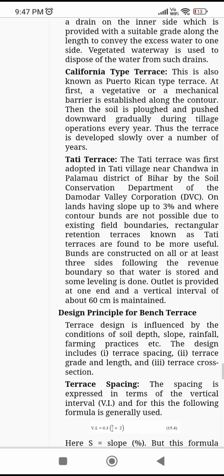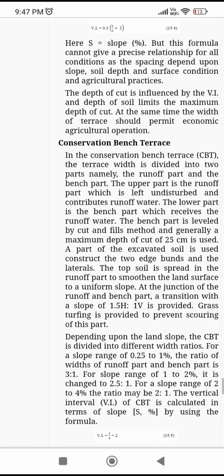Then another one is the Tati terrace. The Tati terrace was first adopted in Tati village near Chandwa in Palamau district of Bihar by the Soil Conservation Department of the Damodar Valley Corporation. So this is another type.